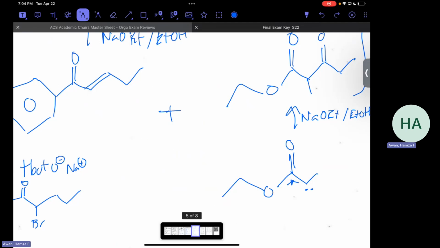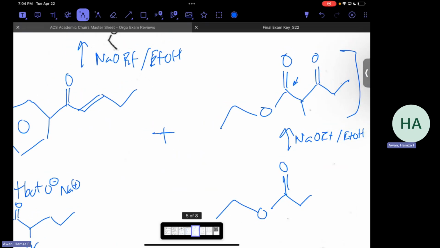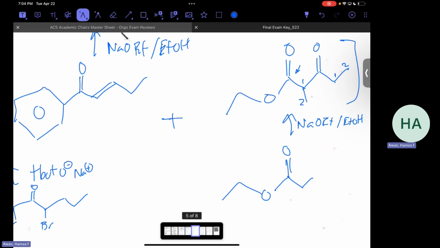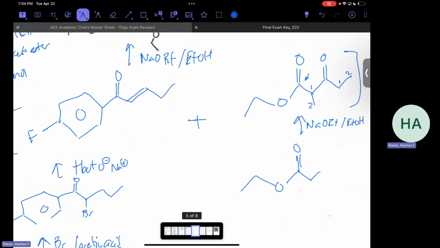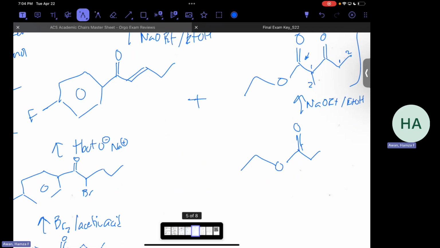Also, you see how on the left side of this ester, we have 1 and 2 carbons. Then on this side of the ketone, we also have 1 and 2 carbons. That's kind of a clue that we're going to be doing intramolecular Claisen, right? So essentially, what I'm doing is taking away that beta keto ester and creating an ester using Claisen.